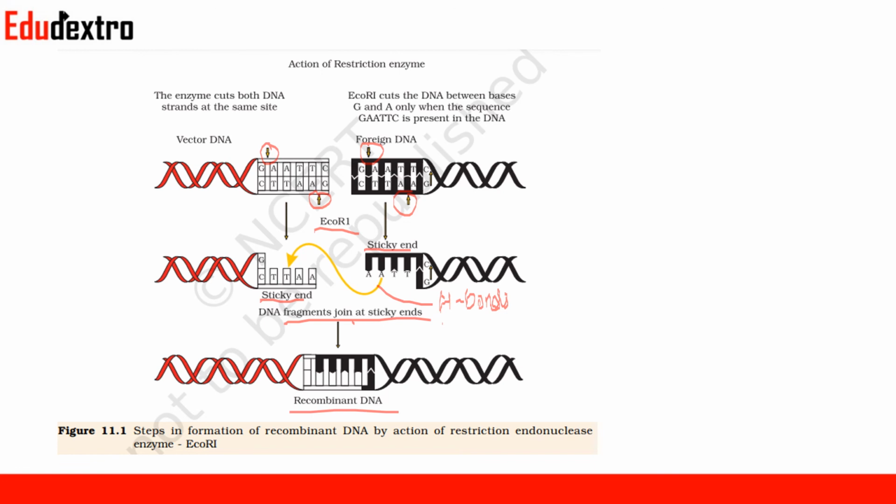So you can clearly see in this diagram that the enzyme cuts both the DNA strands at the same site, and over here it is important to note that it will always cut between G and A.